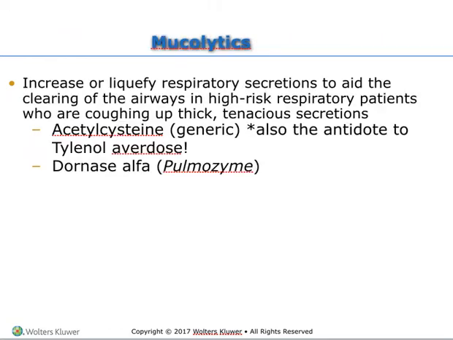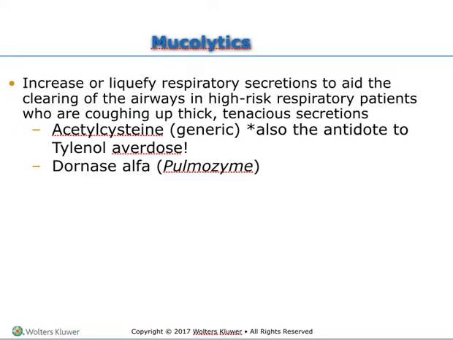Then we've got our mucolytics. Mucolytics liquefy. So they work to break down mucus in high-risk respiratory patients and help them cough up what was previously a thick secretion. So who do we use these for? We use these for people that have difficulty coughing up secretions. So that could be an elderly patient because they have a decreased cough reflex. It could be people that are post-operative, people that have a trach.